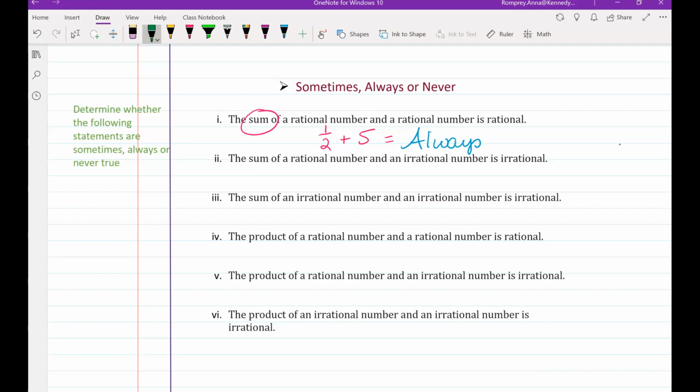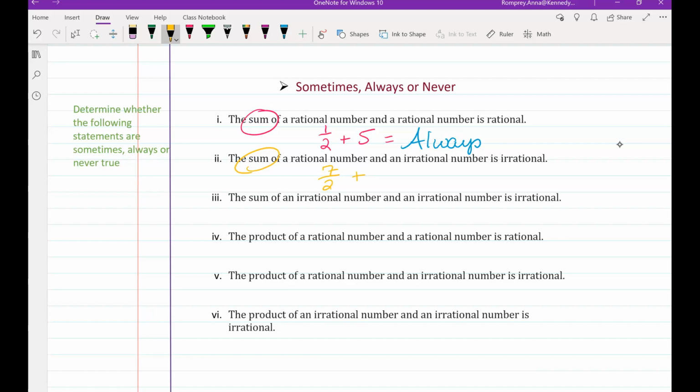Now, let's think about the sum of a rational number and an irrational number. A rational number is a nice pretty number. Again, we can think of 1/2, 7, or 7/2 if we don't want it to be as pretty. So what if we add a rational number to an irrational number?